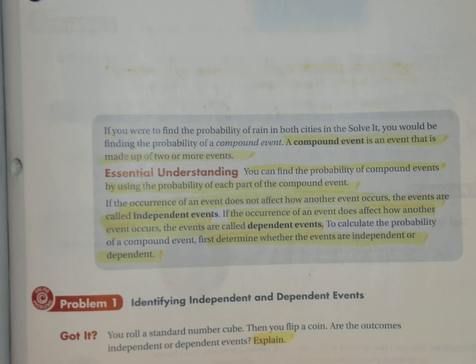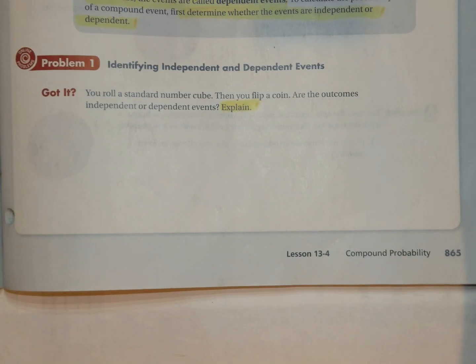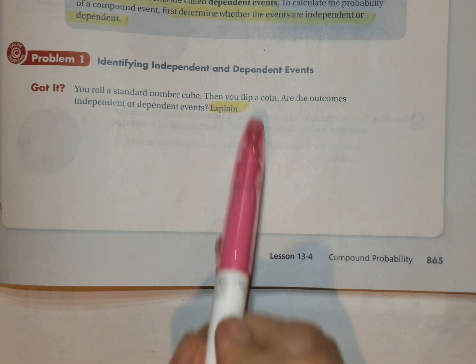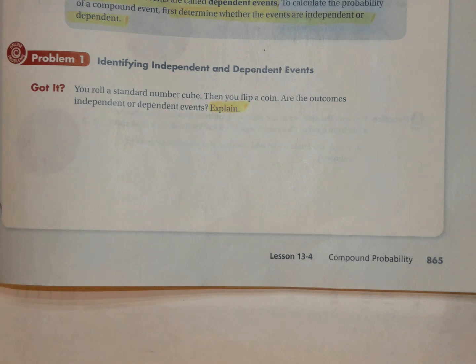All right, so we're going to start with this first problem. This is page 865. So just follow along with me. We're going to start with identifying independent and dependent events. And remember, pause whenever you need to. If you need to go grab your book or whatever, just pause the video.